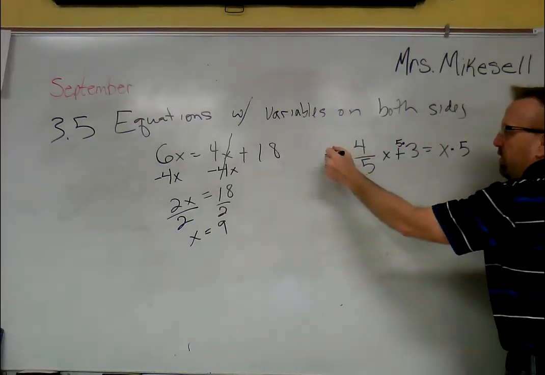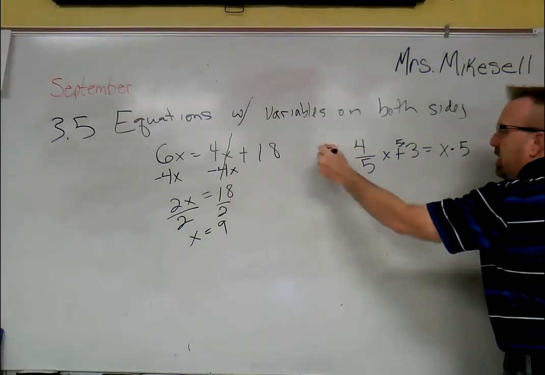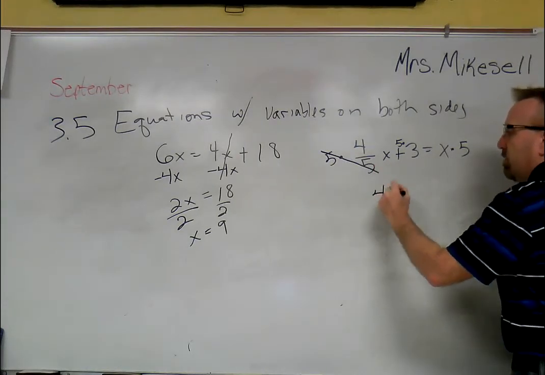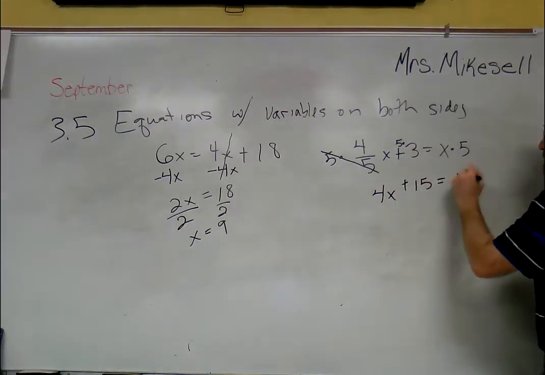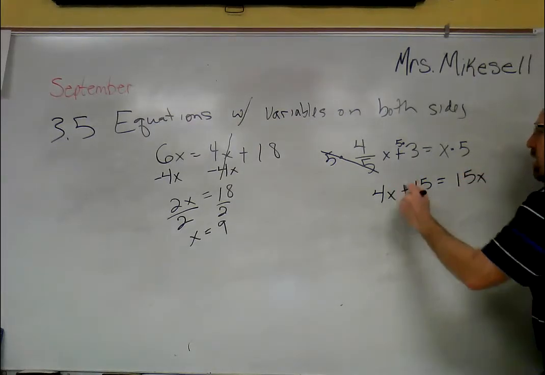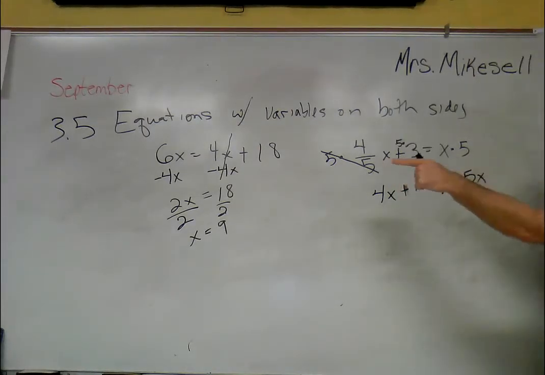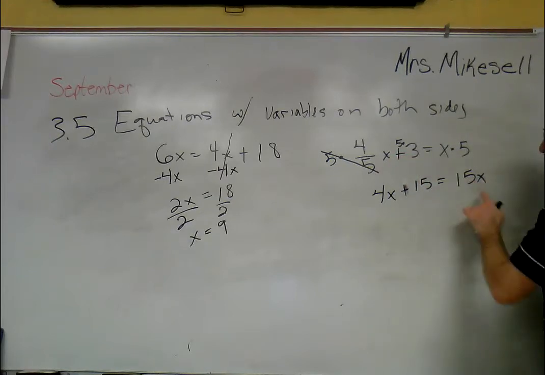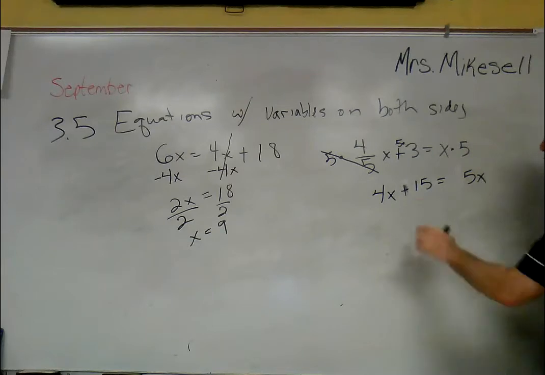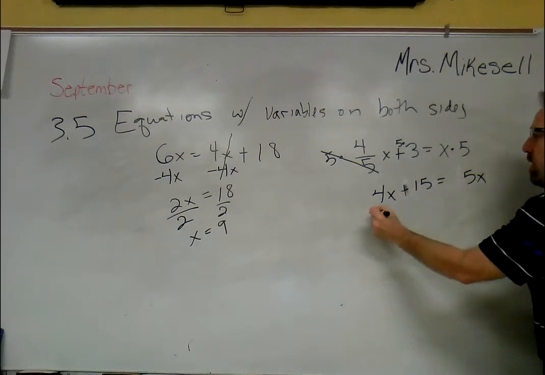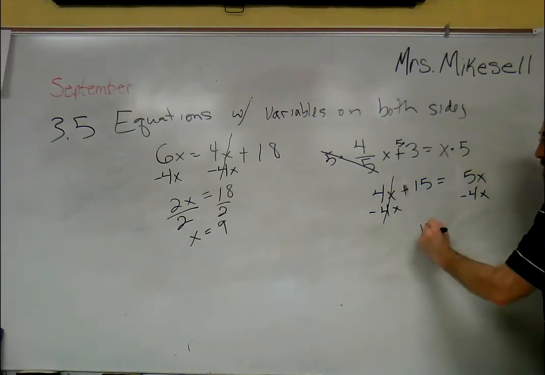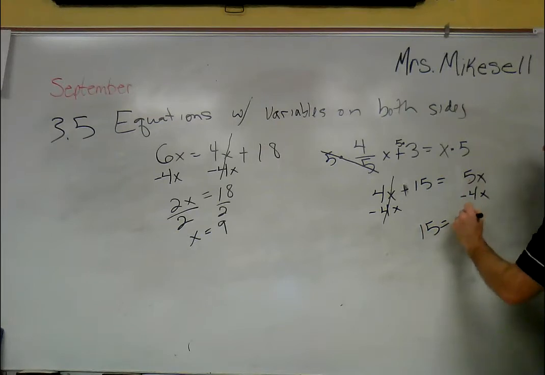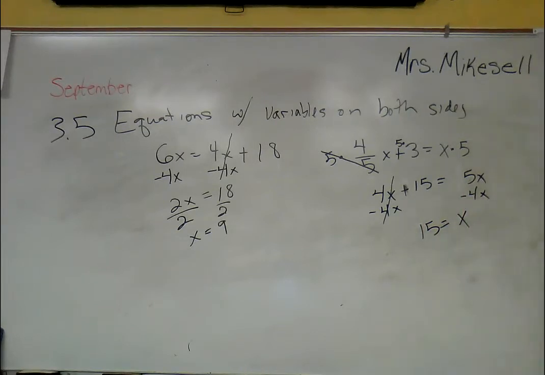Here, what happens with 5 divided by 5? Cancels out. So we're left with 4x plus 15 equals 5x. Now we have no fractions, and it looks a whole lot more like that one, doesn't it? So, which is our smaller variable? 4x. We're going to do the opposite. So that cancels out. 15 equals 5x minus 4x, which is just x. Okay, so we made it a simpler problem by getting rid of fractions.